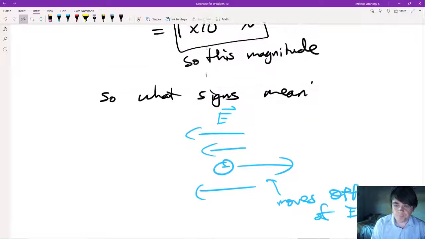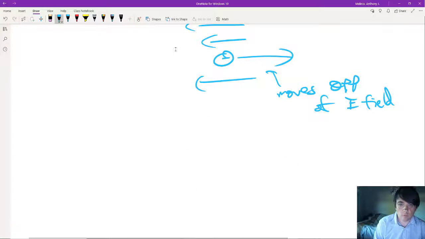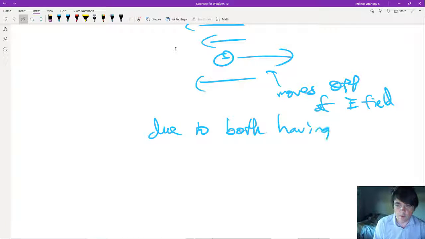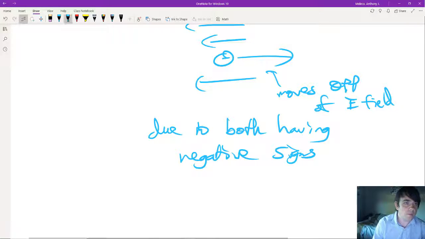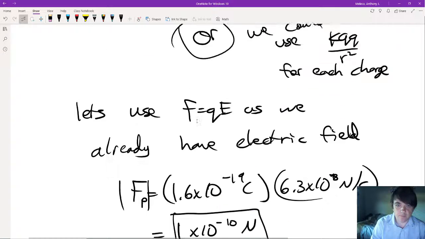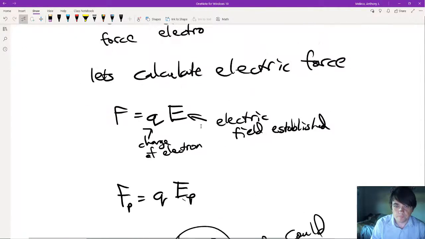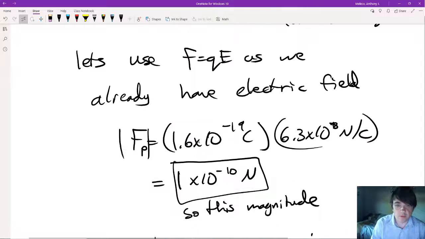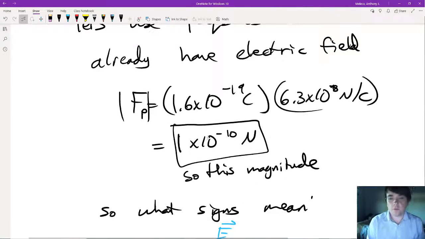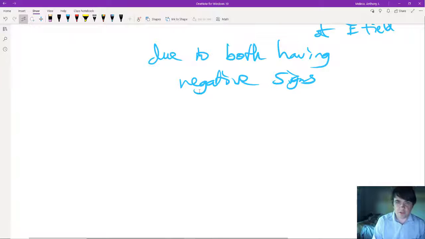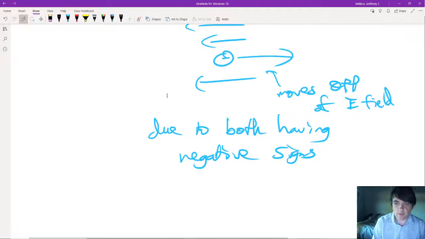And that's due to both having negative signs, mathematically. But again, you can just look at it and see why it's like that as well. We can reason it just by looking at it, or just by using these signs, really. Okay, so now we have the magnitude and direction. So the electron will accelerate to the right, okay?